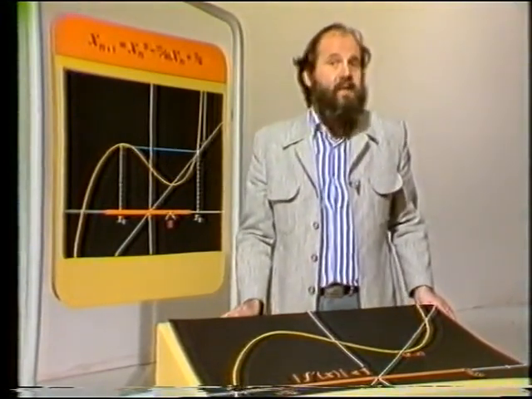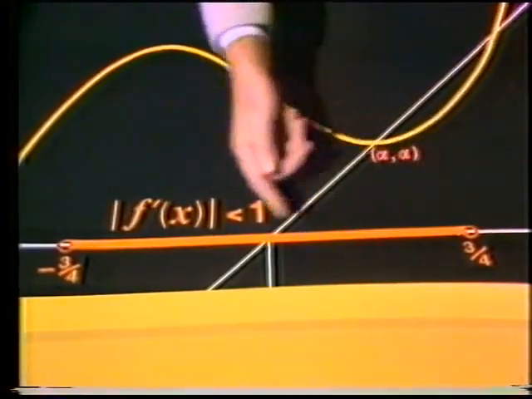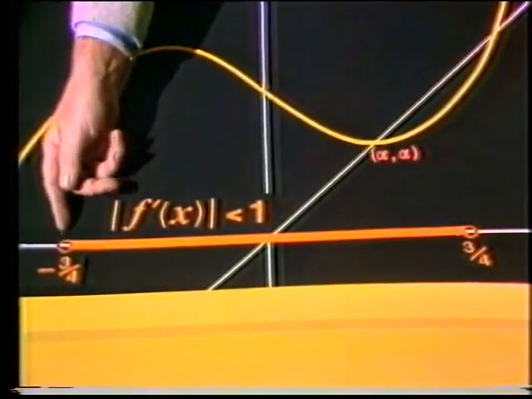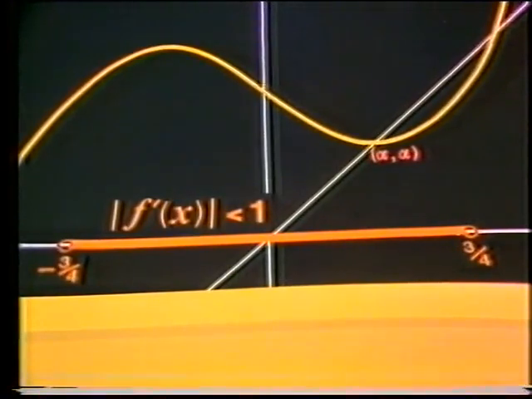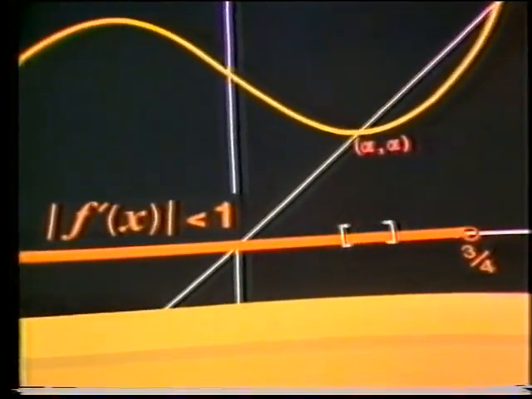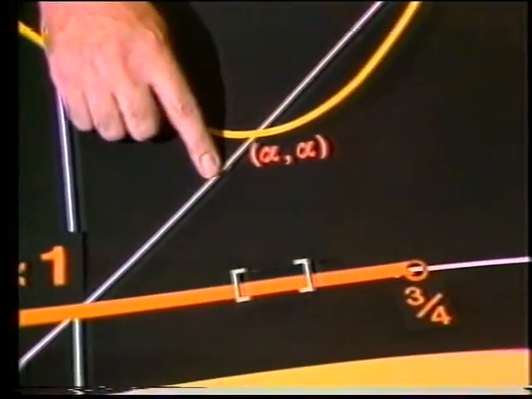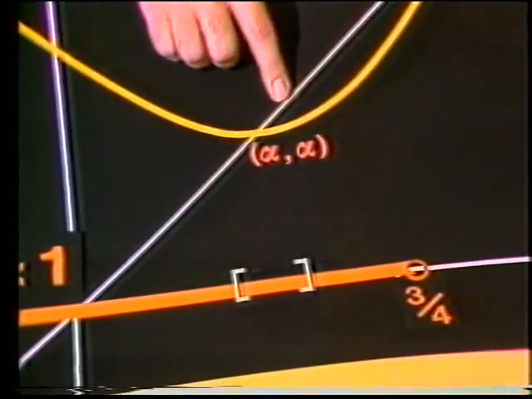The trouble is that we don't know the value of alpha. What we do know is that alpha lies in this big interval. But this interval's too big. We need a smaller interval containing alpha. Well, how about that one? We can check that it contains alpha by showing that the curve is above the line at this end and below at the other end.